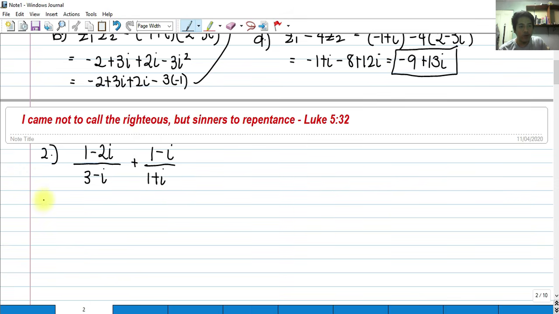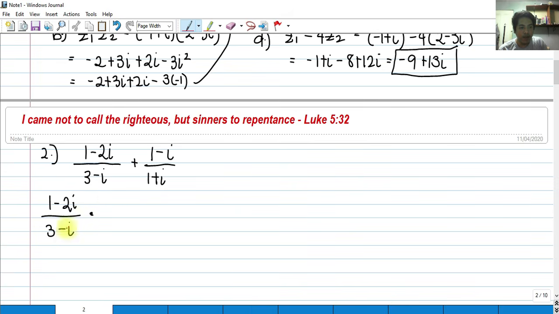So what are we going to do again? That is 1 minus 2i over 3 minus I. Now, I'm going to multiply this by the conjugate of the denominator. For the conjugate of the denominator, we're going to change the sign of whatever is the imaginary part.